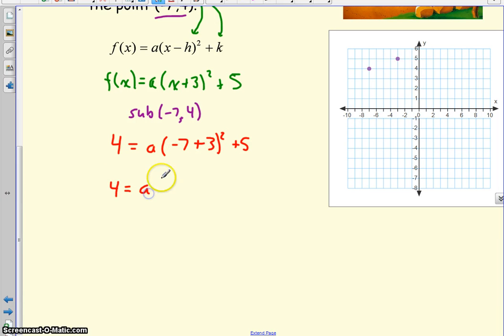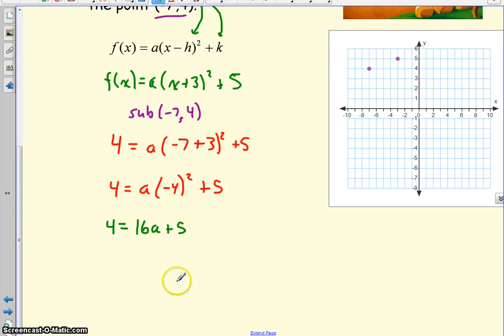Okay, so inside the brackets I have -7 plus 3, which is -4. Okay, and then -4 all squared is -4 times -4, so positive 16. So I have 16 times a plus 5.